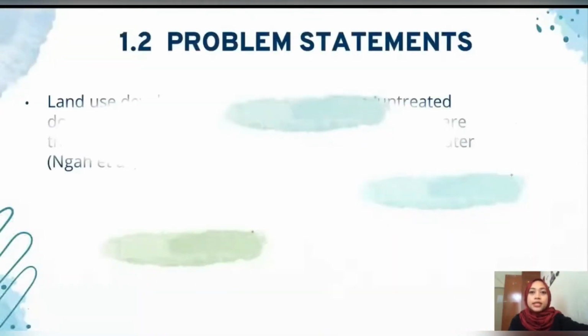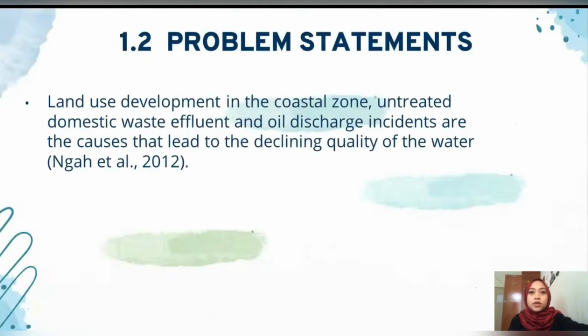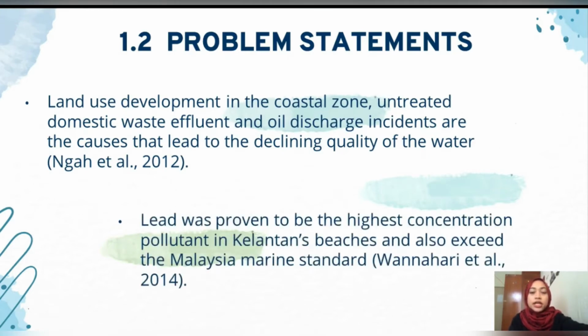And then, let's see the problem statement. According to Ngah et al. 2012, anthropogenic activities such as land use development in the coastal zone, untreated domestic waste effluent and oil discharge incidents are the causes that lead to the declining quality of the water. Based on the study of Wanahari et al. 2014, lead was proven to be the highest concentration pollutant in Kelantan beaches.